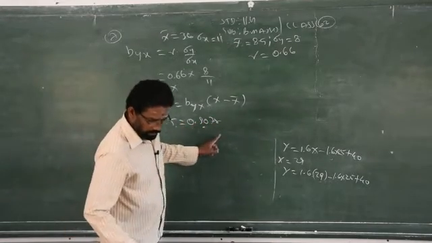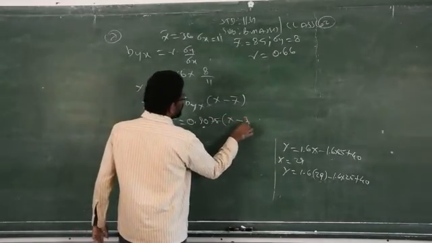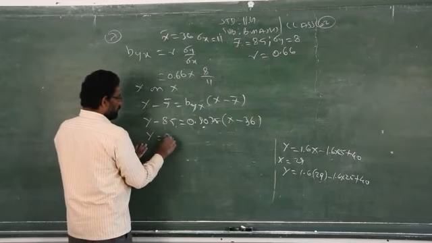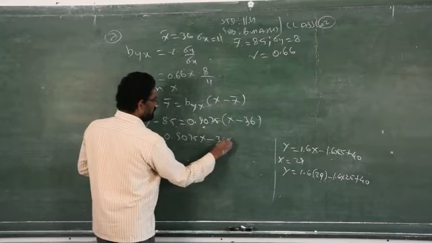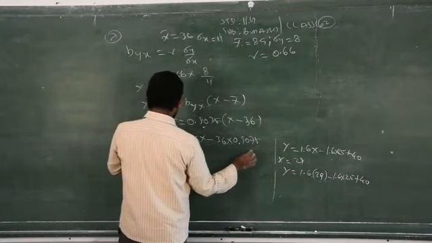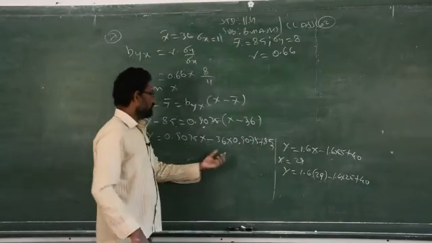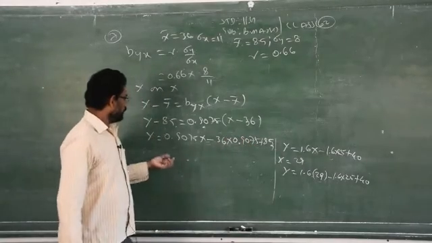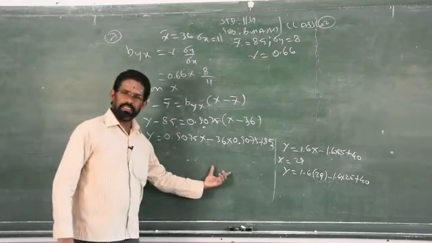You will get some answer, that is 0.9075. You check, sometimes it may be wrong. Then x minus, what is x bar? 36. So you can simplify, keep y alone on this side. x minus 36, 0.9075, this minus 85 will become plus 85. Just multiply and add, you will get y is equal to 0.9075x plus some answer.